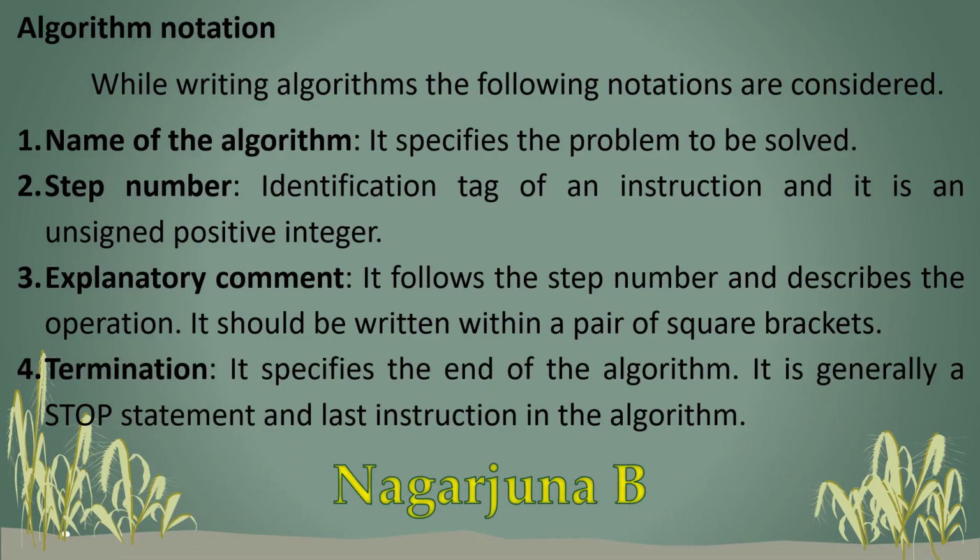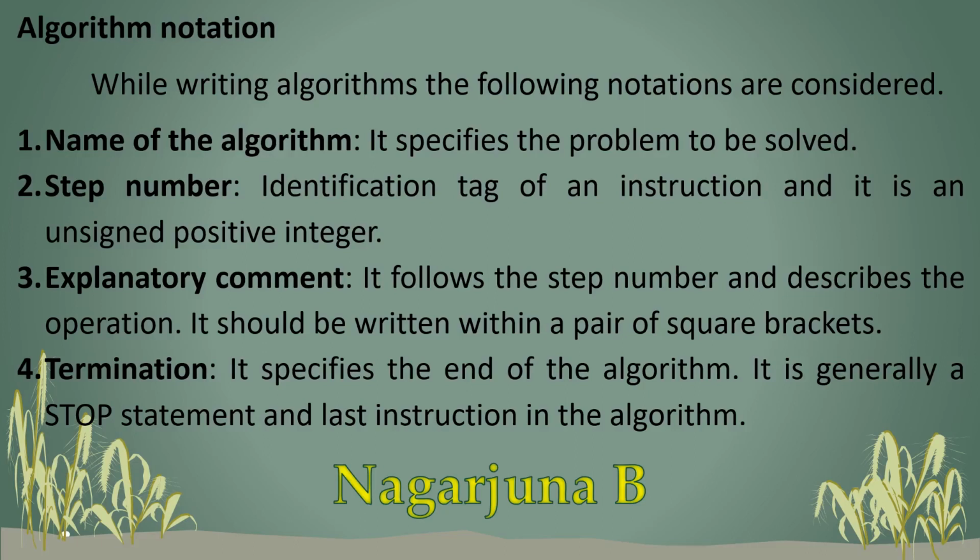The last notation which we use is termination. Termination specifies the end of an algorithm, and it is generally a stop statement and the last instruction in the algorithm. Whenever we write an algorithm, at the last we'll be writing the word stop, S-T-O-P. That means it is the end of the algorithm or the last instruction in the algorithm. So these are the various notations which we'll be using while writing an algorithm: name of the algorithm, step number, explanatory comment, and termination.